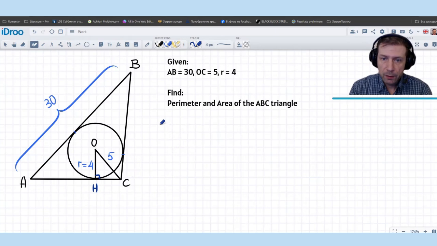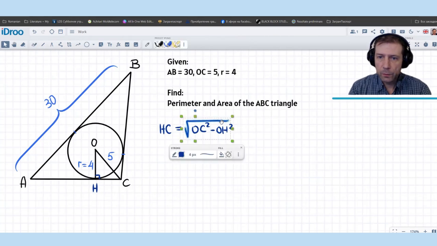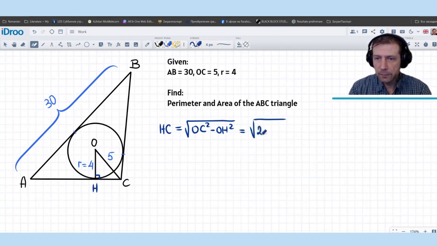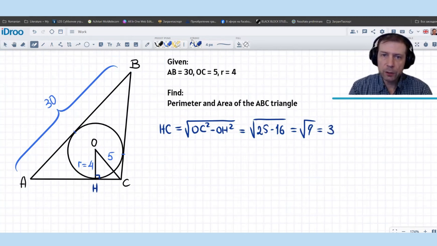Therefore, we could use the Pythagorean theorem, right? Well, HC in this case equals the square root of OC squared minus OH squared, which means 25 minus 16, which is the root of 9, right? And it's 3. Well, HC is known, and we can mark it here.